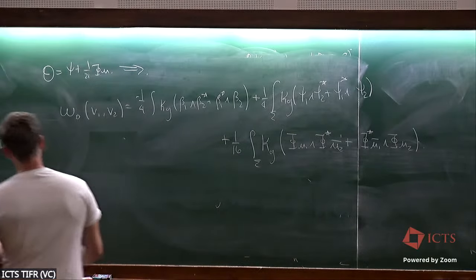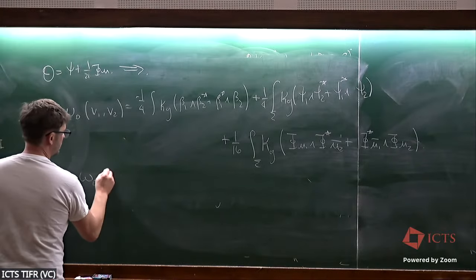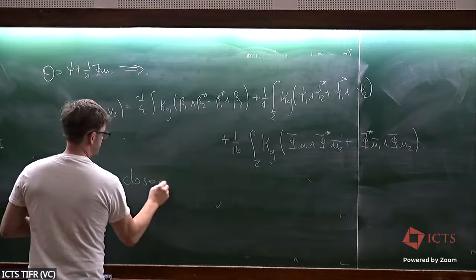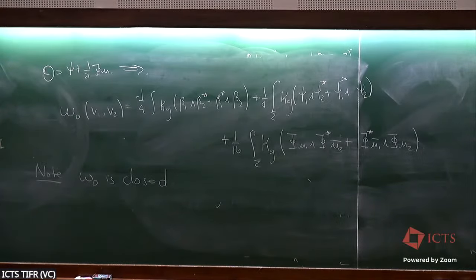Something I should note: omega naught is closed. This is not too hard to see. This term and this term don't depend on the base point at all, and the base point is the complex structure J. And this thing is closed. Maybe you already knew this if you had done this stuff. So anyways, this plus this is closed.